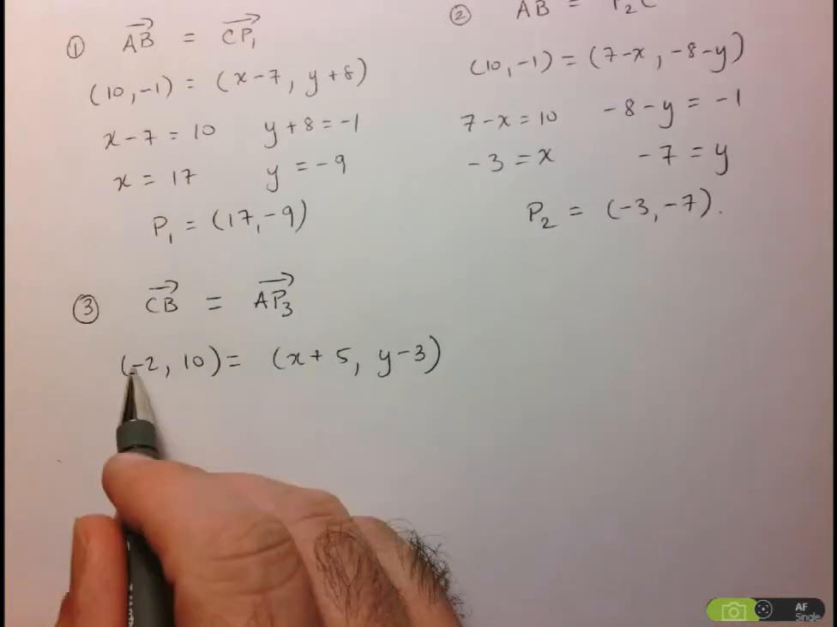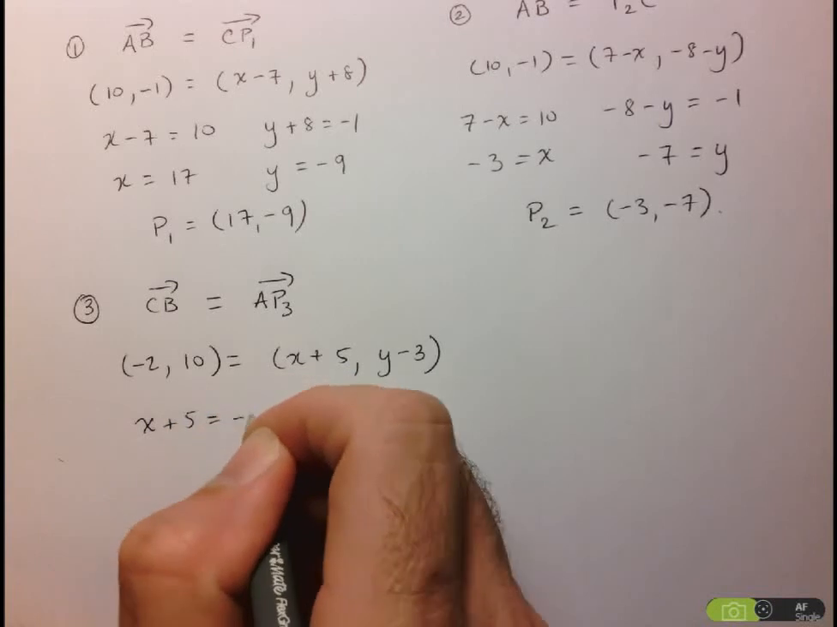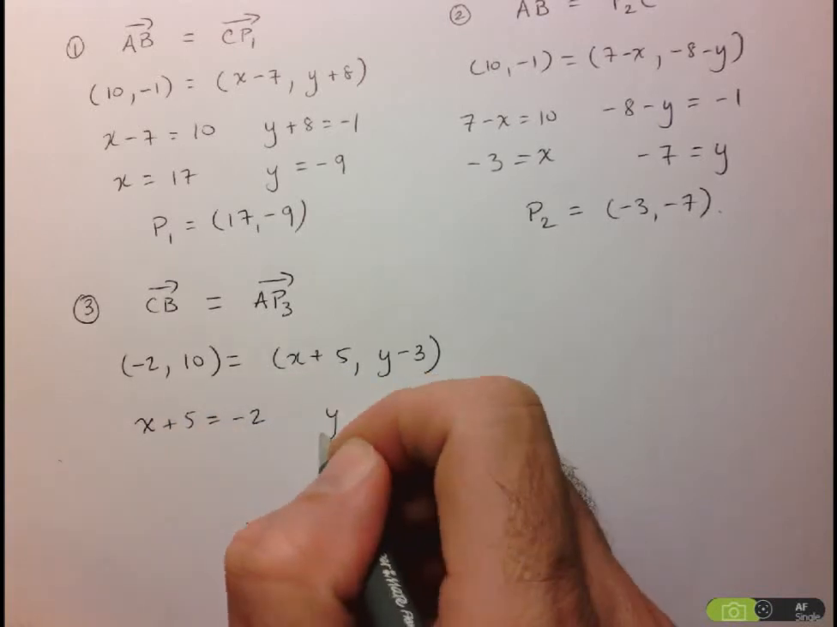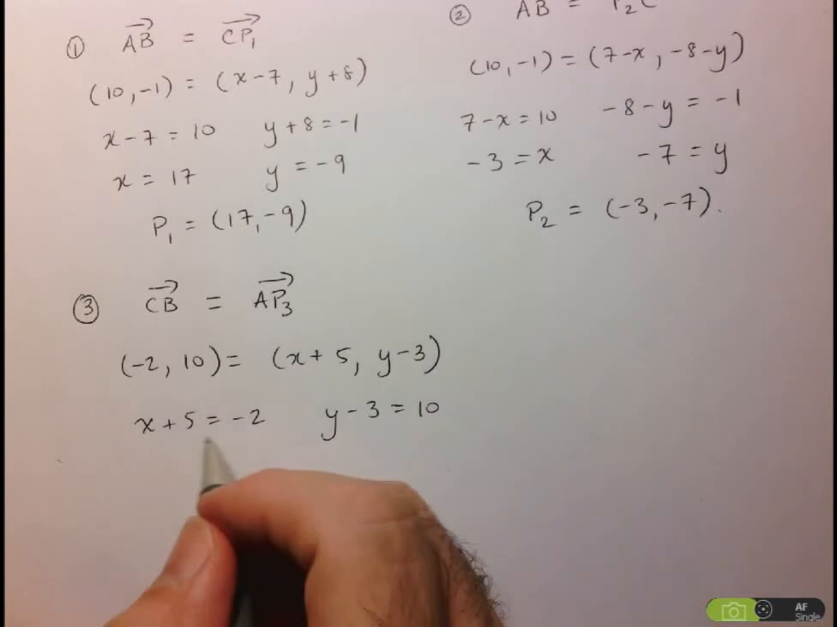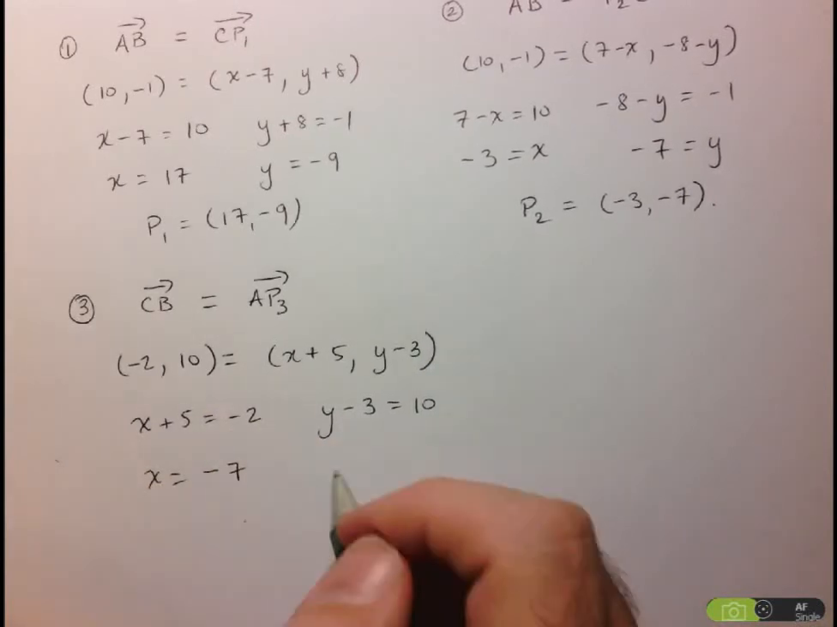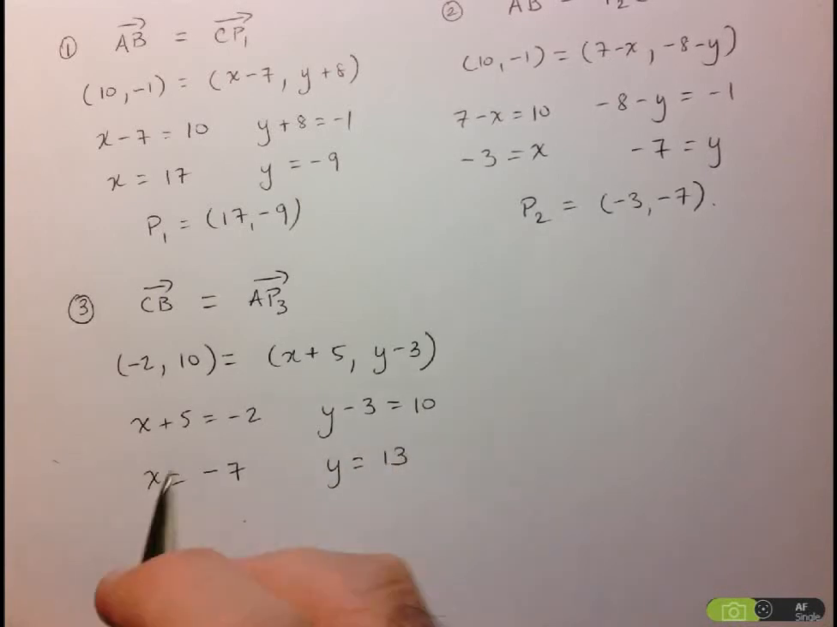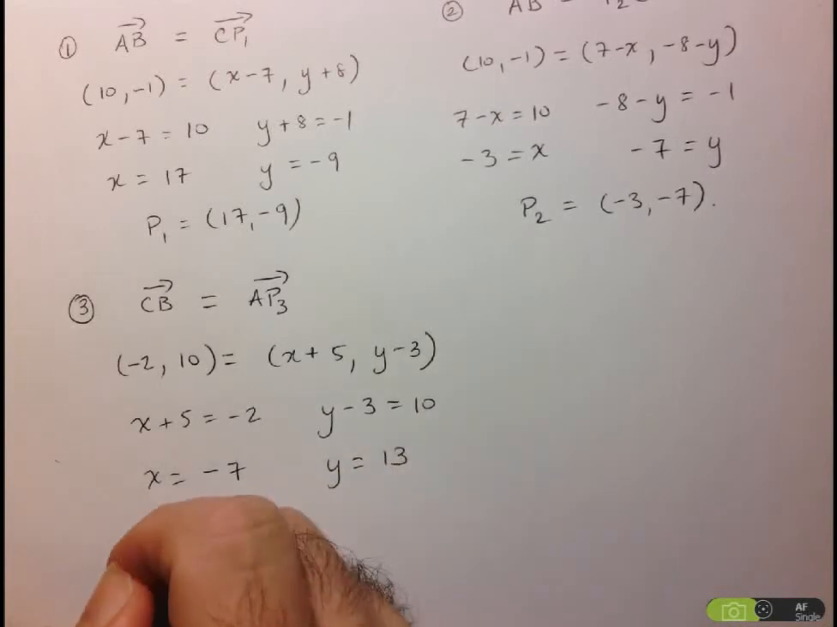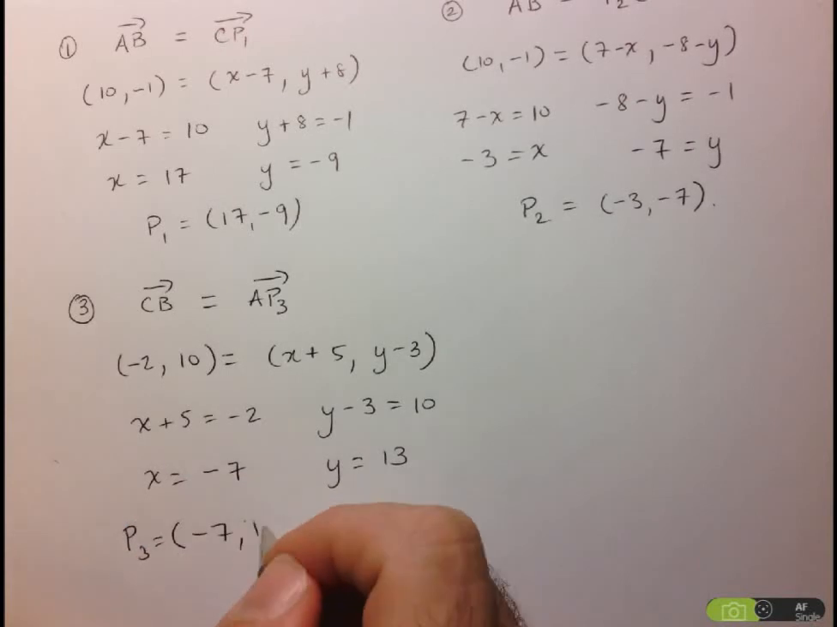So again, the x components have to be the same, so x plus 5 is equal to negative 2, and here y minus 3 has to be equal to 10. Let's solve this. x is equal to negative 2 minus 5, which is negative 7, and y is equal to 10 plus 3, which is 13. And so our third point is going to be negative 7, 13. Okay, there you go.